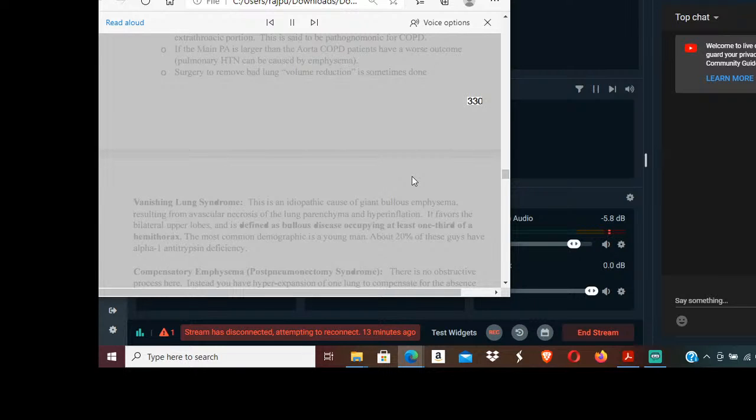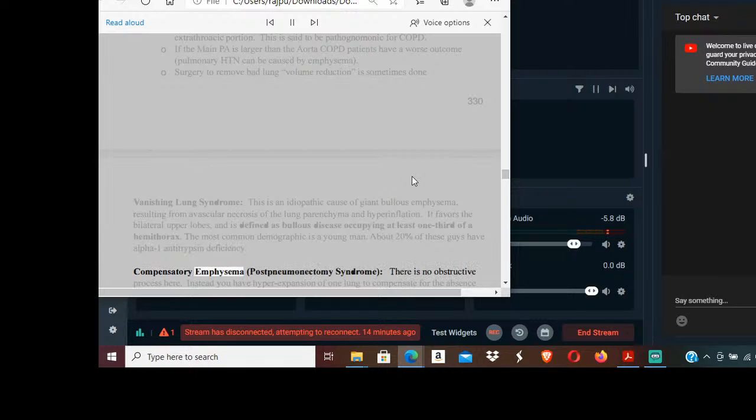Vanishing lung syndrome. This is an idiopathic cause of giant bullous emphysema, resulting from avascular necrosis of the lung parenchyma and hyperinflation. It favors the bilateral upper lobes, and is defined as bullous disease occupying at least 1/3 of a hemithorax. The most common demographic is a young man. About 20% of these guys have alpha-1 antitrypsin deficiency.